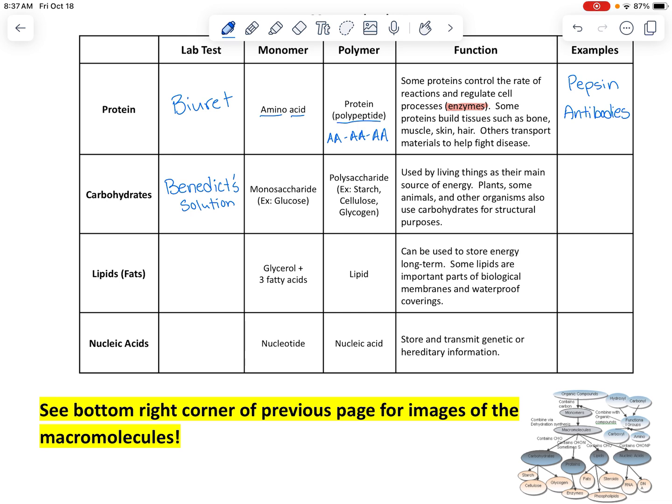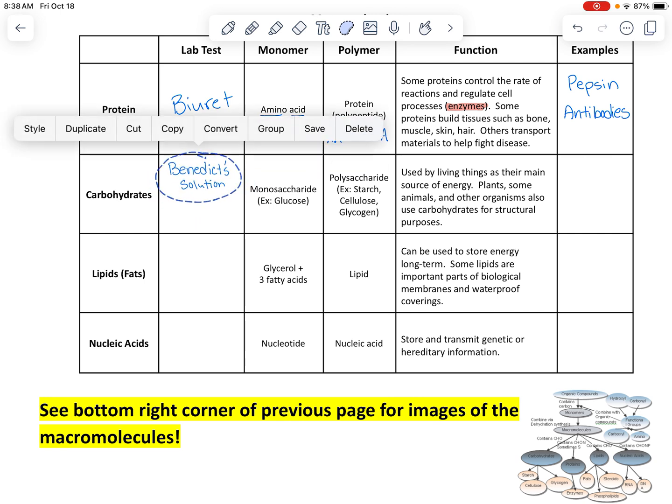Now, the carbohydrates are actually, so you know what? I made this a little bit too big. Let's move this up a little bit. Maybe make it smaller. Because Benedict's solution is for testing for simple sugars. When I get to the next one, we'll talk about monomers. I'll explain this a little bit more. But this is for simple sugars. So those would be mono and disaccharides.